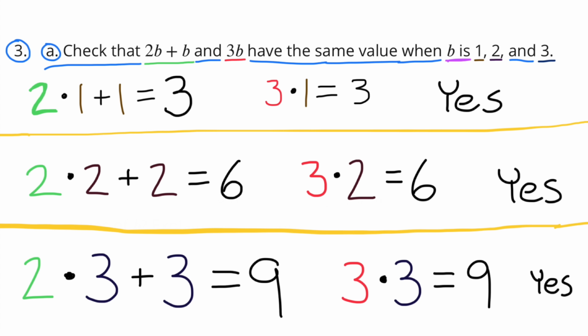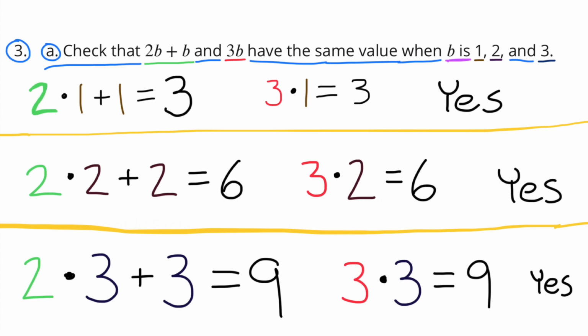When the value of b is 2, 2 times 2 plus 2 is 6, and 3 times 2 is 6. So yes, they have the same value. And finally, when b has the value of 3, 2 times 3 plus 3 equals 9, and 3 times 3 equals 9. So yes, they also have the same value.